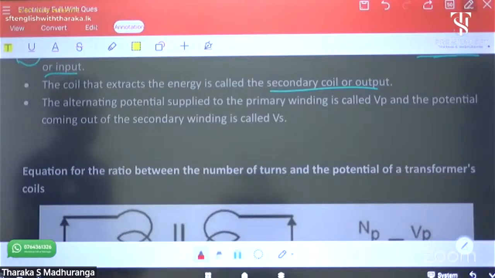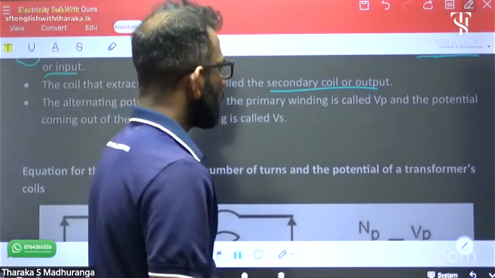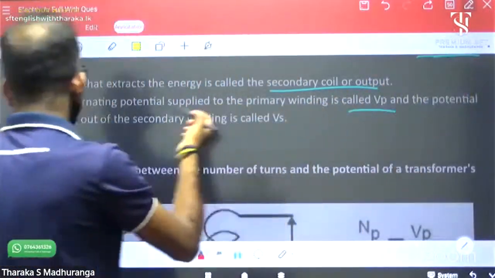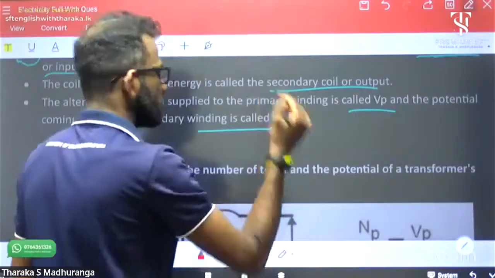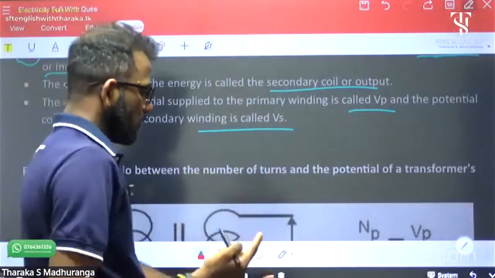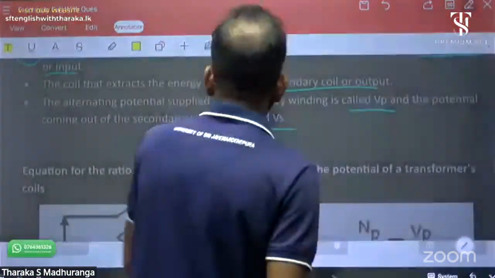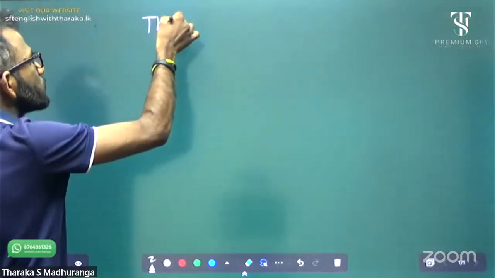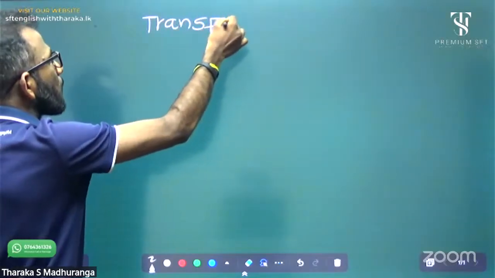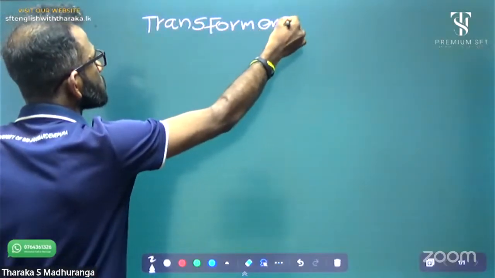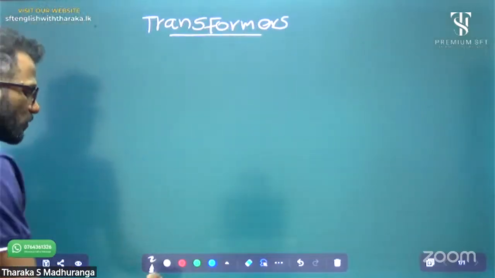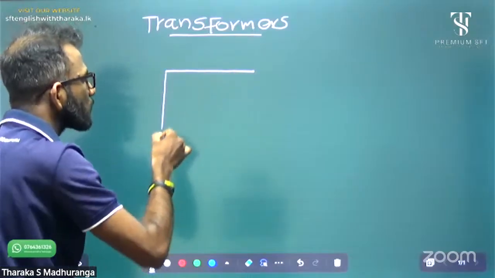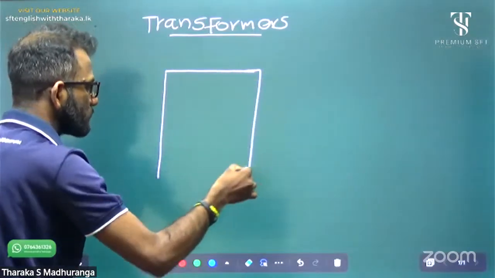The alternating potential supplied to the primary winding is called VP, and the potential coming out we call VS. Okay, transformers. I will simply explain. That is a very simple part. Transformers. Okay, this is what we call the laminated core. Laminated core.